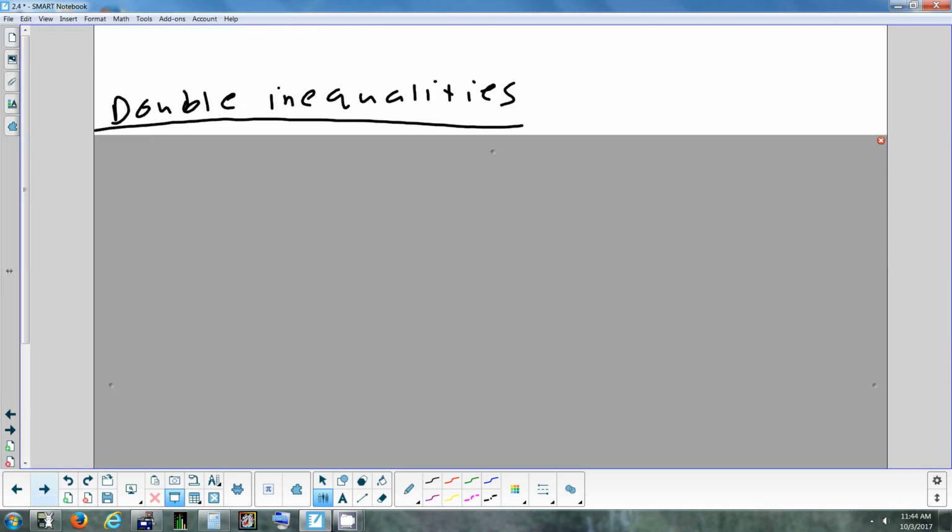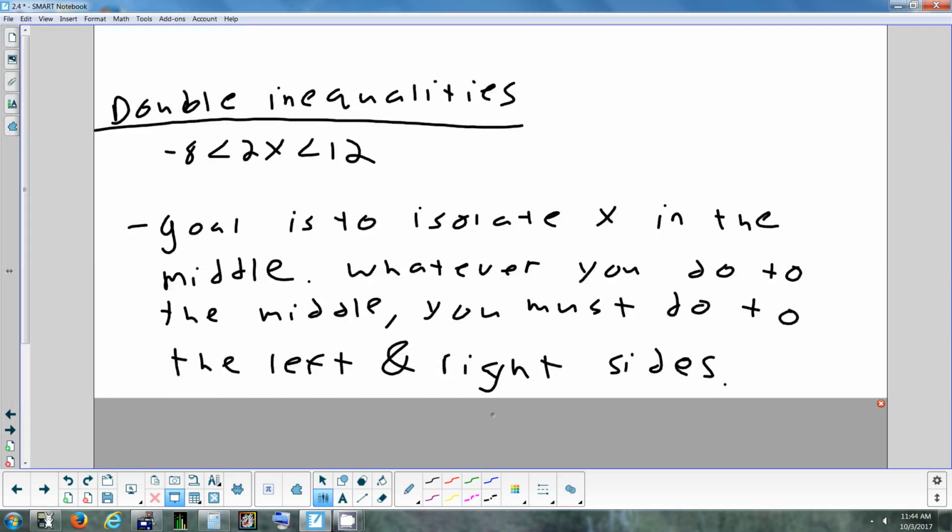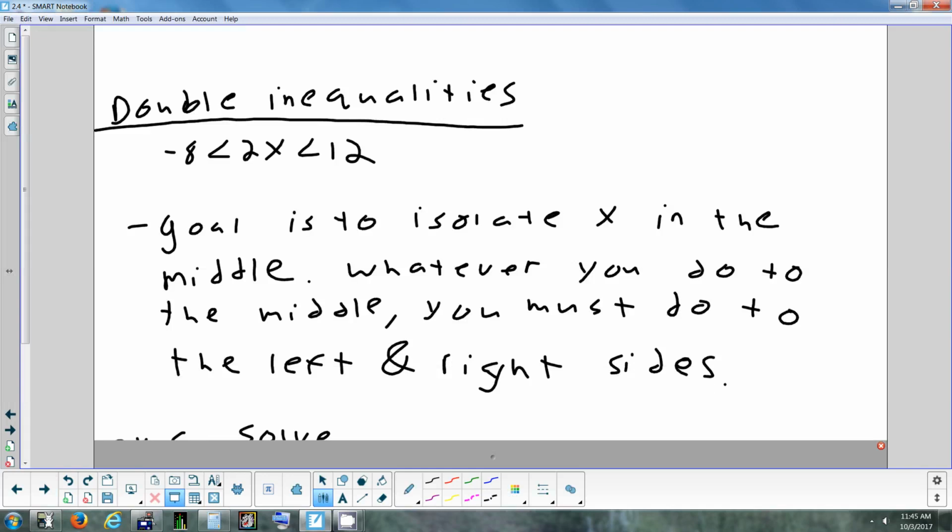All right, let's look at this one. So when you're solving a conjunction, it's pretty much exactly the same as what we've been doing all along, except you have three parts. So whatever you do to the middle, you have to do on the left, and you have to do on the right. The goal is to still get x by itself in the middle. You just have to do stuff in three parts instead of just two. All the same rules still apply. If you multiply by a negative, flip the sign. If you divide by a negative, you flip all the signs. Same rules.